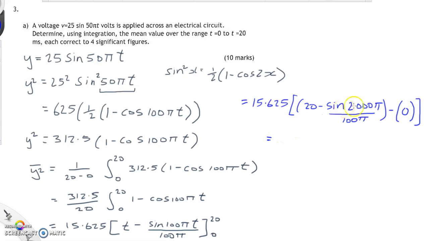And now we'll figure out sine 2000 pi, so we can put that into the calculator. Put the calculator to rads and get sine 2000 pi, and that's 0 as well. So a lot of this stuff here all becomes 0, so we'll end up with 15.